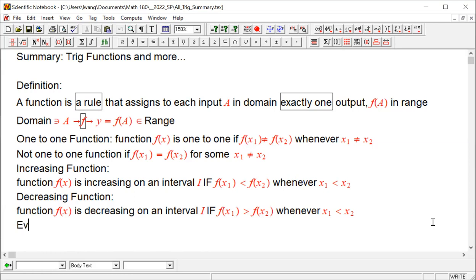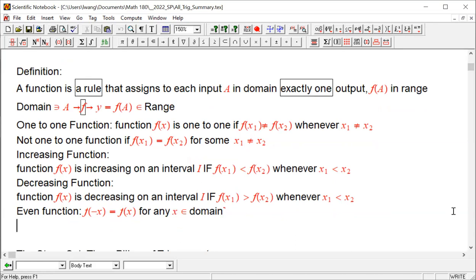And the next concept we talk about is even function, right? A function is even if f of negative x is equal to f of x for any number in the specified domain or interval. Typically, we talk about domain. It could be on an interval too. In calculus, you're going to encounter cases that are in a domain, or it could be an interval. All right, so that's even function and odd function.